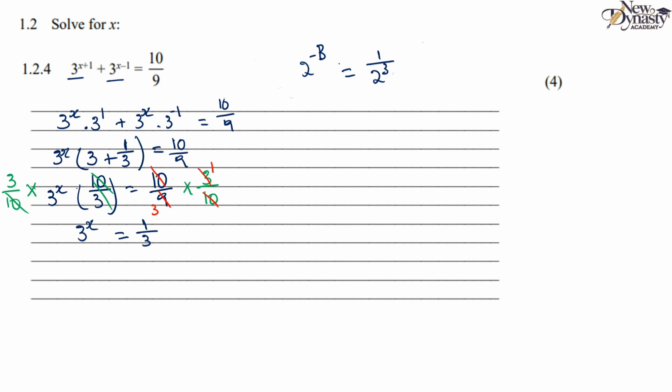Then we can reverse things in this case. Since I've got 3 to the power 1 over 3, I can write that as 3 to the power negative 1. I believe you know all these things by now. Since the bases are the same, the exponents are equal. So our x is equal to negative 1. That's how you simply do that.